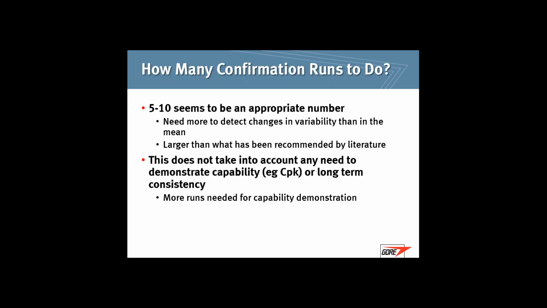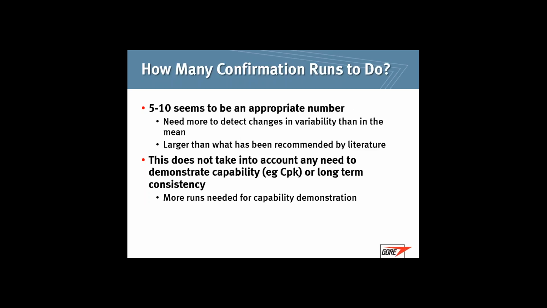So my recommendation based on this result is that 5 to 10 seems to be an appropriate minimum number. If you want to detect changes in variability, you're going to have to go larger than that. This 5 to 10 is larger than what has been recommended by the literature. So I'm recommending a larger number.